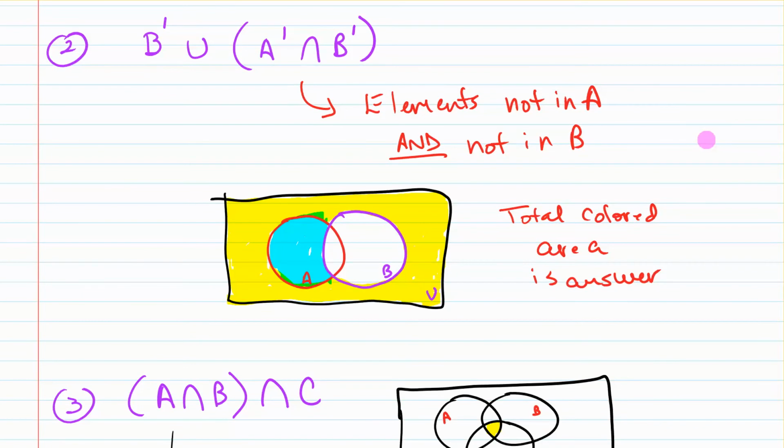B intersect the union of A prime intersect B prime. Well, that's kind of crazy. So this is the elements that are not in A and not in B. So if we did that first, what's not in A and not in B, that would be this yellow. Okay? And then B prime is everything not in B. So that's the yellow and this part of A. So the total colored area is the answer. That's B prime with that intersection there.